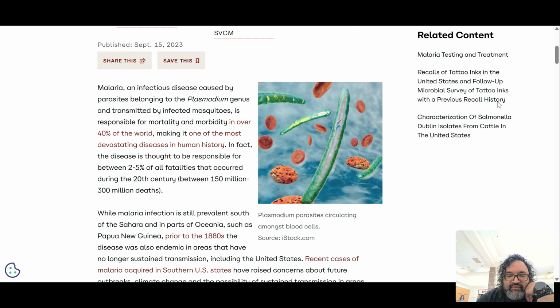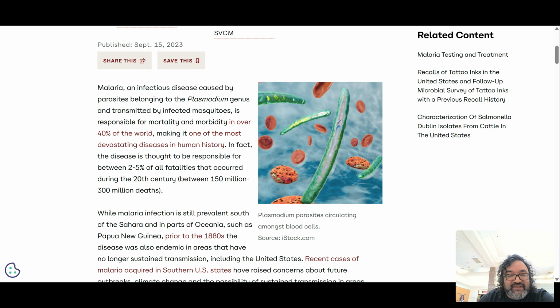So basically, first of all, a picture speaks 1,000 words. The plasmodium parasite circulates among blood cells. So here's the blood cells, and then here's the plasmodium parasite. How is malaria categorized?